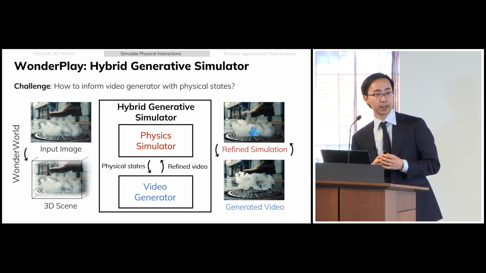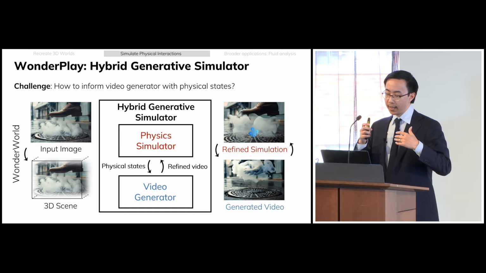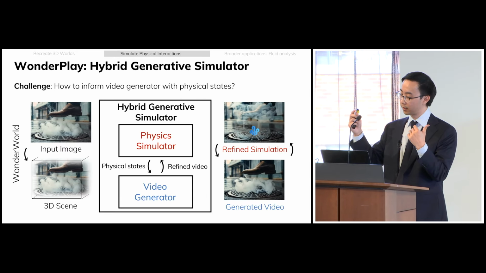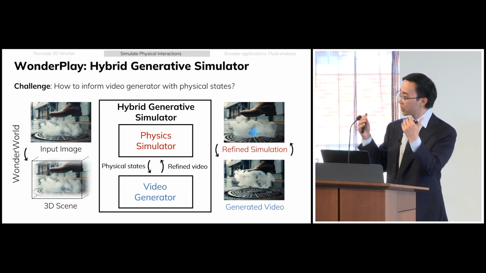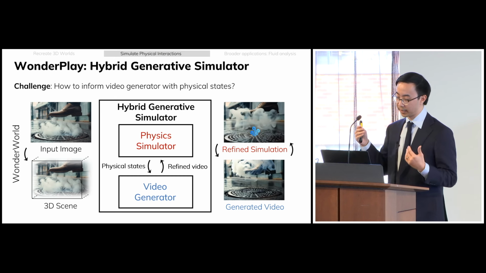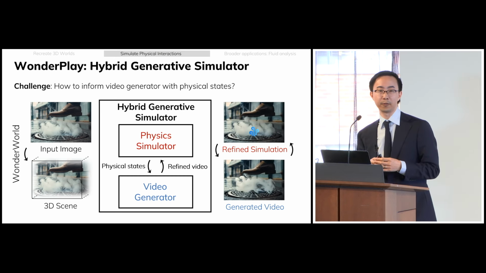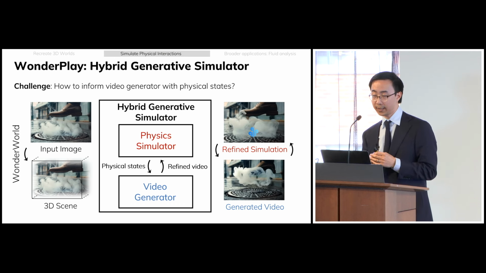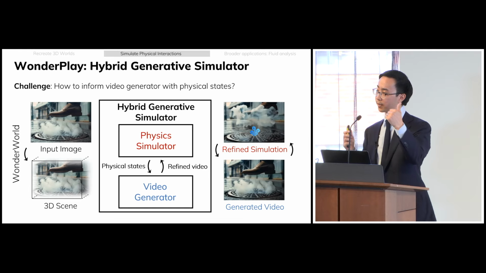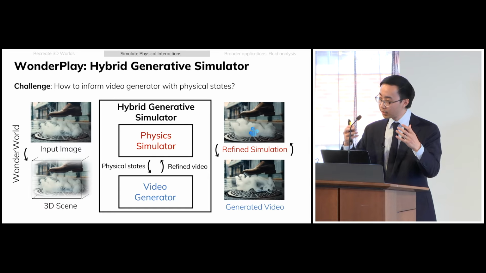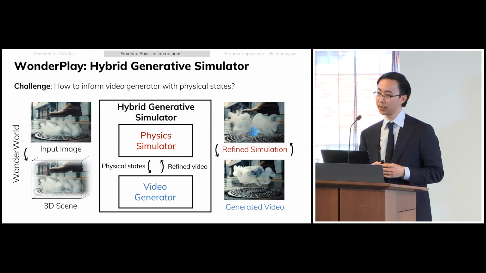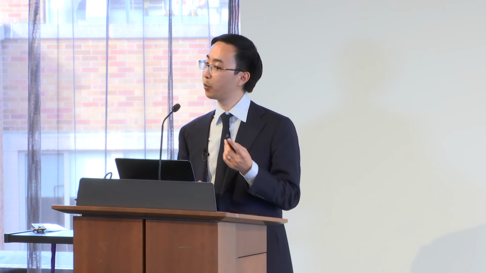And here, the core technical challenge is, how do we actually communicate the physical states to a video model? Now, video models live purely in the pixel space. So they don't understand 3D physical properties or 3D physical states. So somehow we need to translate the physical properties and states into a language that video models can consume and can understand. And our key idea is what we call bimodal control, where we render physical states into pixel-level signals that video models can consume.